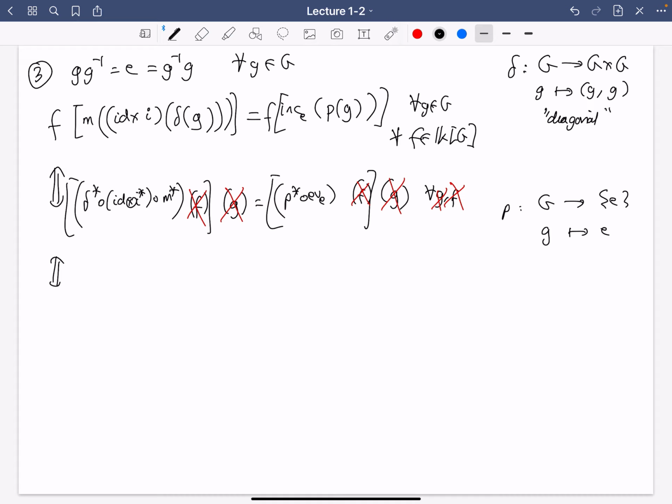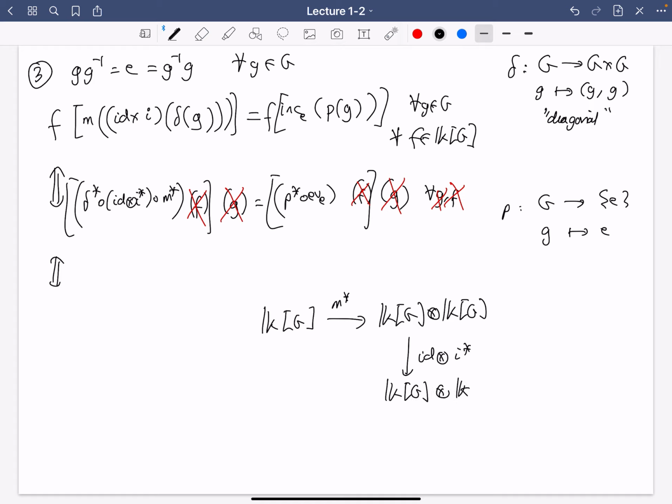So I think if I start, let me see if I can write this down as a diagram. Okay, so let me try and draw this nicely now. I'm thinking about the left-hand side, so I'm doing m star. That goes from k of g to k of g tensor k of g. And then I'm doing identity tensor I star. That goes from k of g tensor k of g to k of g tensor k of g again. And then I'm doing this delta star.